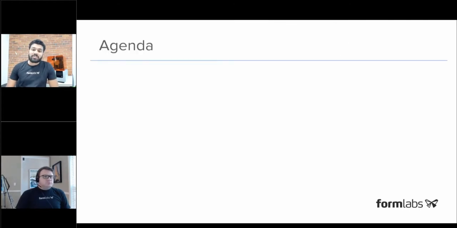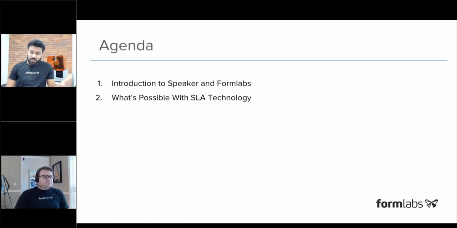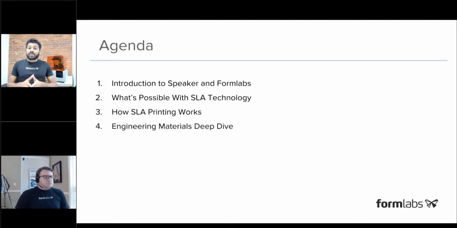So we have an agenda here we're going to quickly go through. I'm going to introduce you to Kevin. We're going to look at what's possible with SLA technology. And then we're going to look at how stereolithography actually works. And we're going to take a deep dive on the 6 different materials that we have today that you can use. And then this is really cool, this is probably my favorite part. We're going to look at the workflow, the entire printing process and how it visually looks.